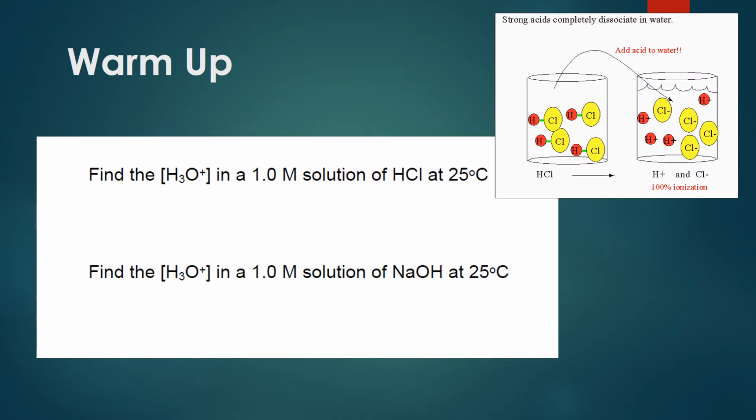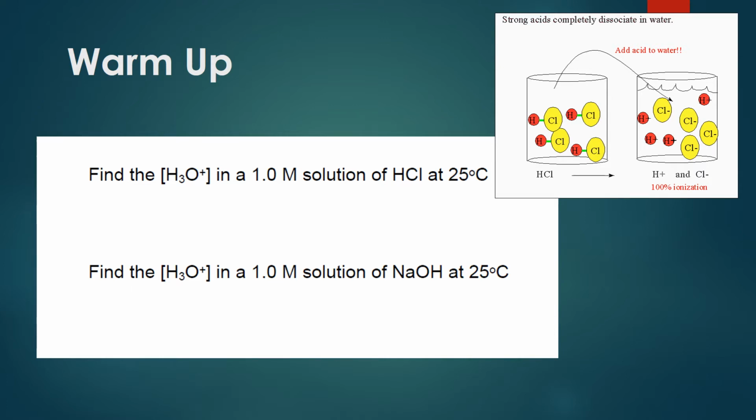So first, before we get into some major calculations, we're going to do a little bit of a warm-up here. With these two questions, they're both strong acid, strong base scenarios. Just a reminder from the last lesson, strong acids and strong bases are things that dissociate 100% in water. In the little diagram up there on the right-hand side of the page, you can see that we've got hydrochloric acid. When that hydrochloric acid is put in water, all of the hydrogen ions split apart from the chloride ions, and we've got 100% ionization.